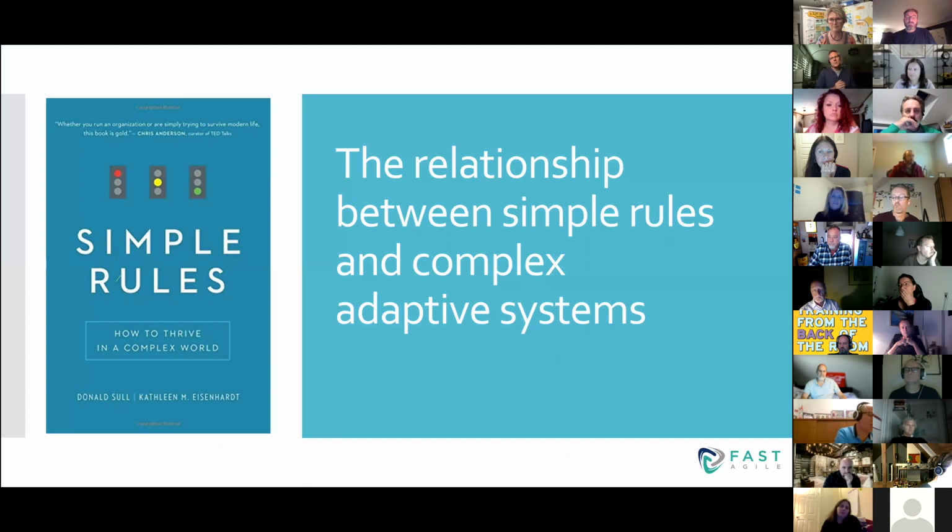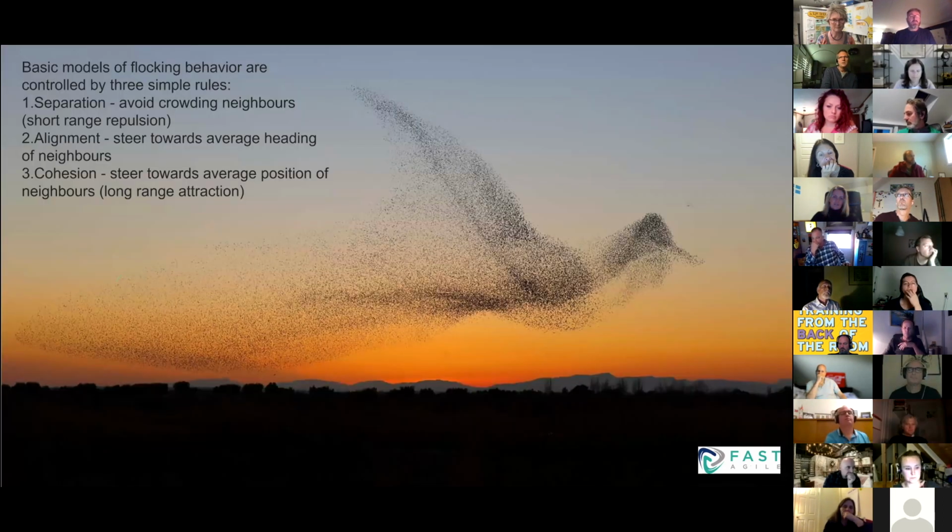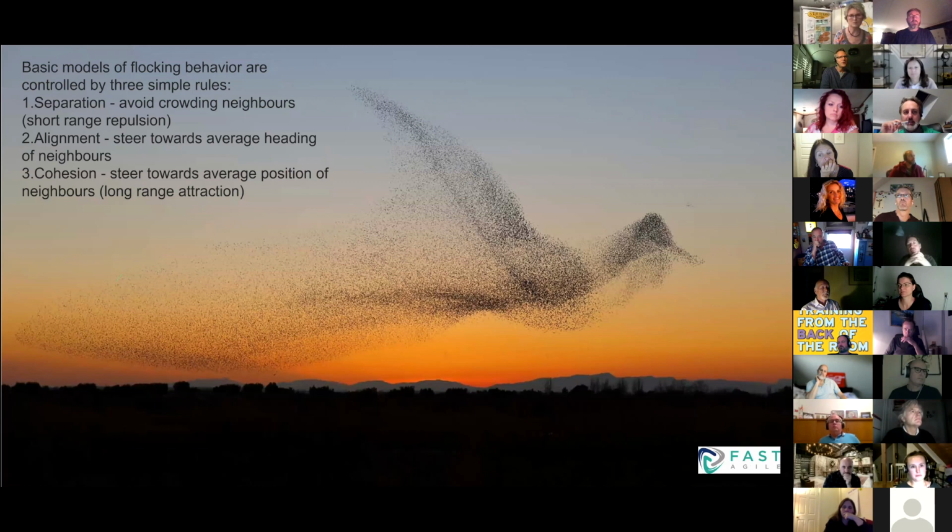And when you look at Open Space, you go, well, how? Open Space is conceptually simple. So there's a relationship between simple and complex, it turns out. This book here, Simple Rules: How to Thrive in a Complex World, goes into that relationship. Here's an actual example of birds flocking. These are starlings. This image here isn't Photoshop. This is an actual image. Isn't that incredible?